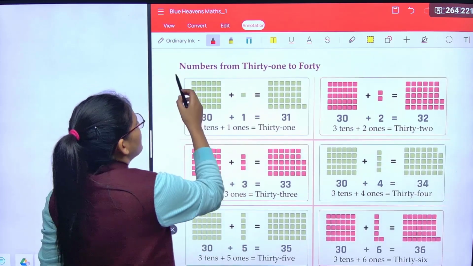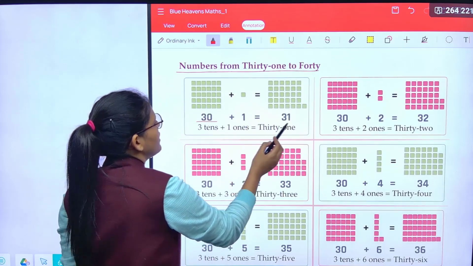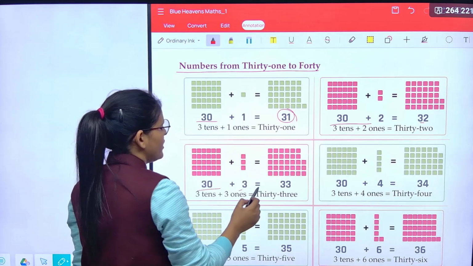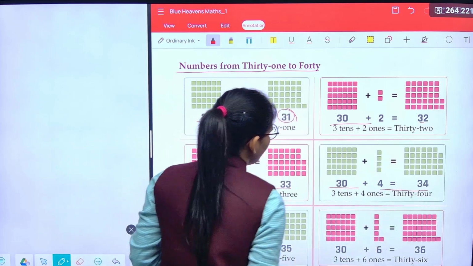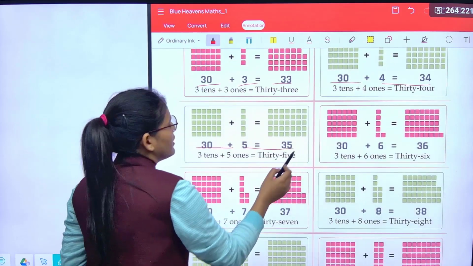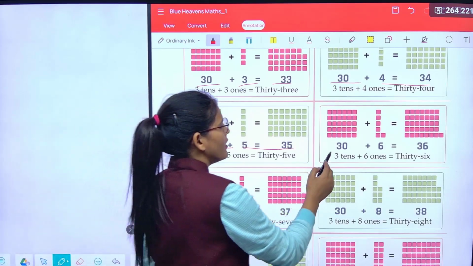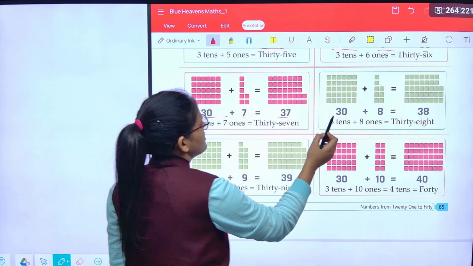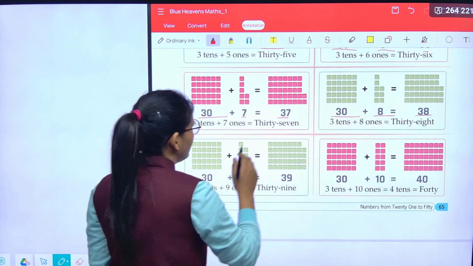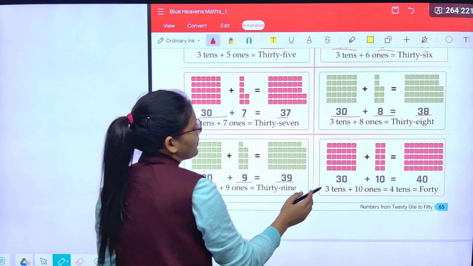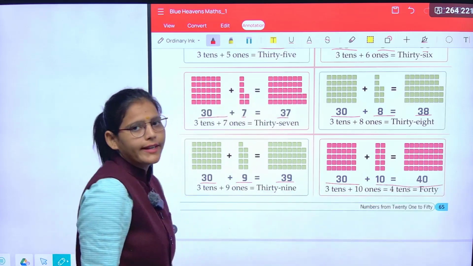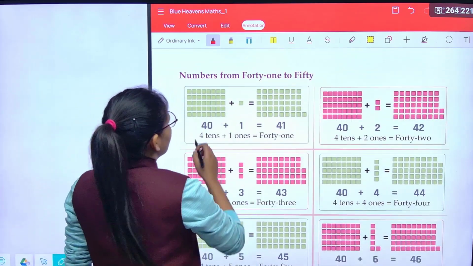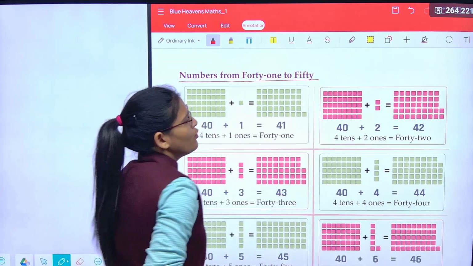Numbers from 31 to 40. Now 30 plus 1, 31. 30 plus 2, 32. 30 plus 3, 33. 30 plus 4, 34. 30 plus 5, 35. 30 plus 6, 36. 30 plus 7, 37. 30 plus 8, 38. 30 plus 9, 39. 30 plus 10, 40. F-O-R-T-Y, 40. Now class, numbers from 41 to 50.